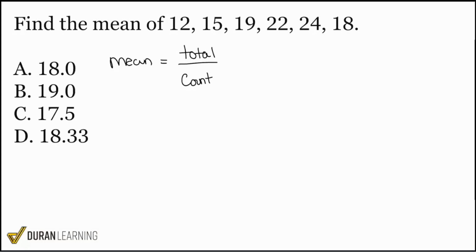And what we mean by that is the total is adding all of these values up. And the count is going to be the number of numbers: 1, 2, 3, 4, 5, 6. So we'll go ahead and write that down right over here. Divide that by 6. And up here, we need to add all of these values up. So once we do that, let's go ahead and write these out. We have 12, 15, 19, 22, 24, and 18.